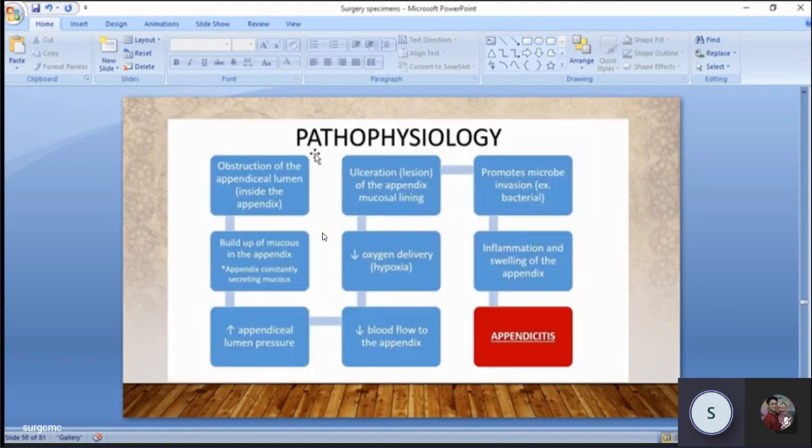The main thing which can be asked is the pathophysiology. So what usually happens? First, obstruction of the appendiceal lumen, then there will be increased mucus production, which will cause increased luminal pressure, which will lead to decreased blood flow to the appendix, then decreased oxygen supply, hypoxia, and there will be ulceration. But due to ongoing accumulation of mucus, which promotes microbial invasion, there will be inflammation and swelling of the appendix, and it will lead to necrosis and perforation.